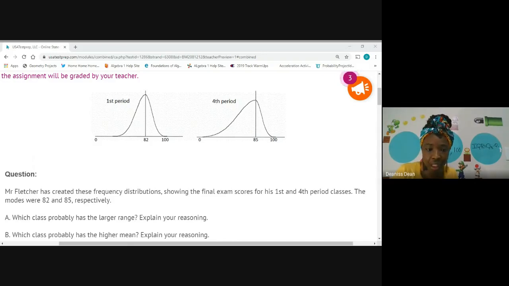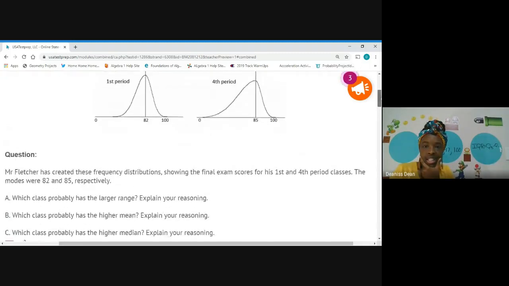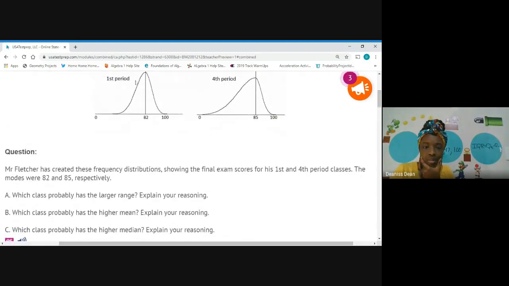Okay. All right. So the question is, what class would probably have the higher range of scores? What class do you think would have the highest range of scores based on just looking at these graphs right here? Because these are called normal distributions. Just looking at the scores, which class do you think would have the greatest range, the highest range? You can just put it in the chat on the side.